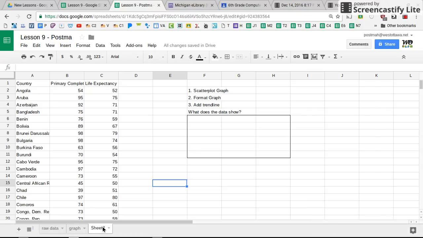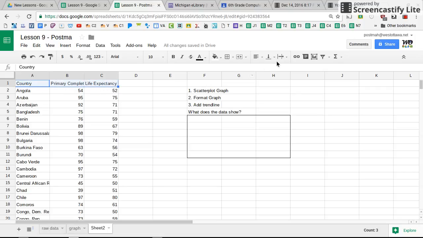In sheet 2, I have a list of countries, and this is primary school, so like elementary school. This is the percent of people in the country who have completed just primary school. So that would be your lower elementary grades. And then again, we're comparing it to life expectancy.